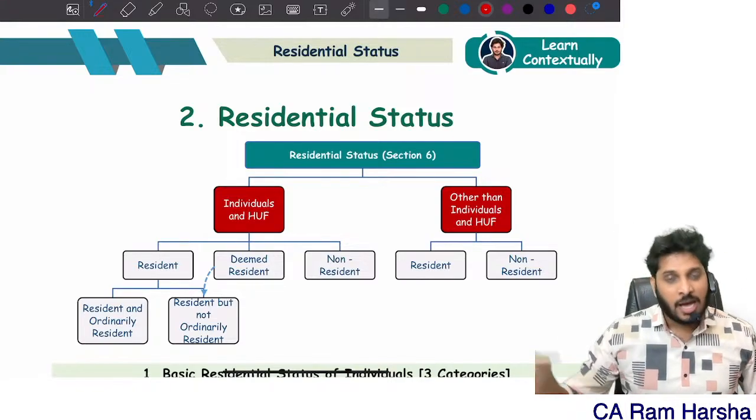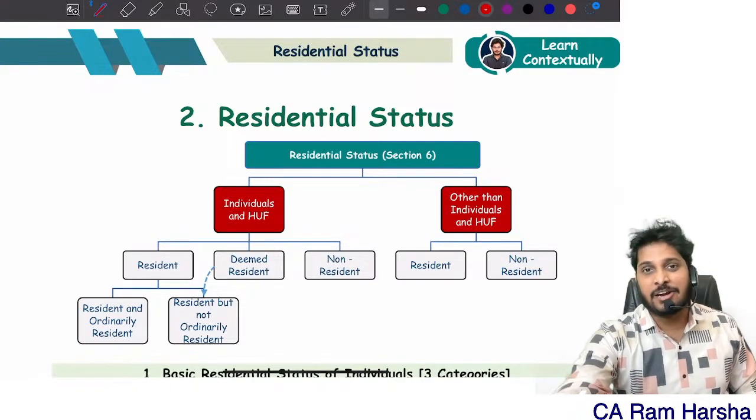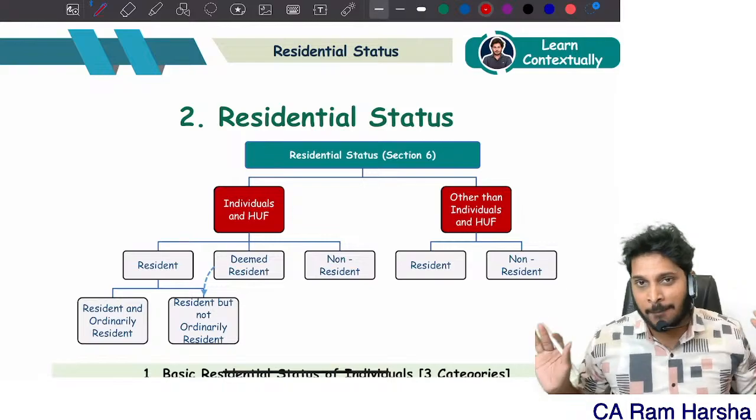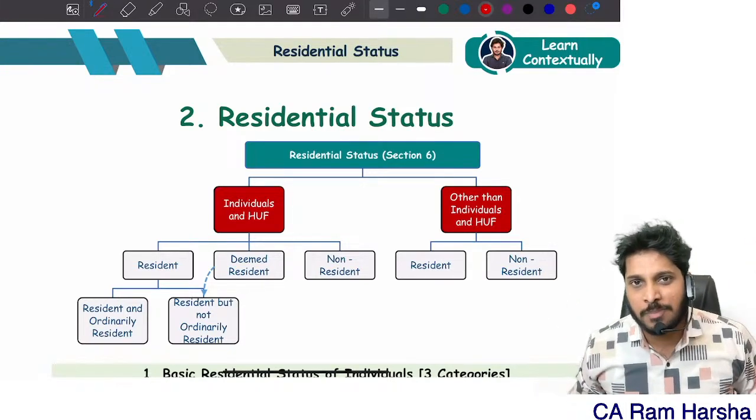residential status. As I already told, I am back at 9:15, 9:20 I told, so I'm back. So I hope everyone is going to be back.